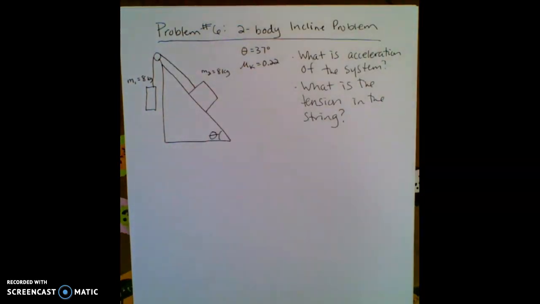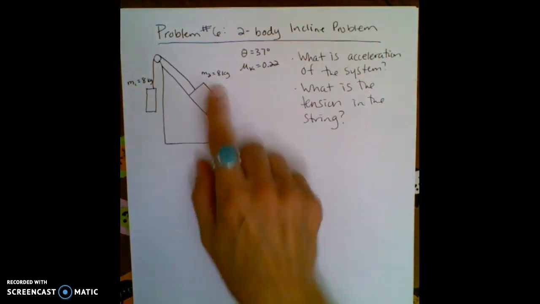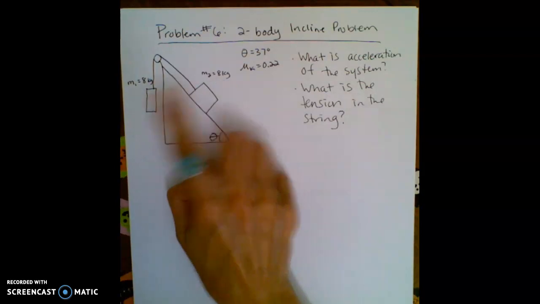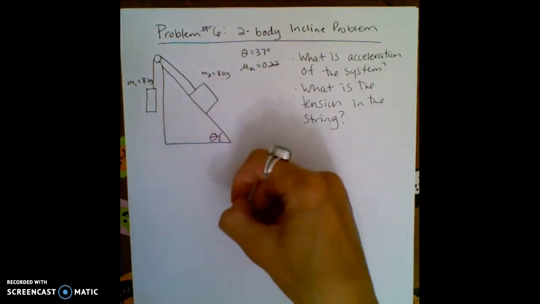Today we're going to look at a two-body incline problem. So I've drawn our setup. I have not yet done the free body diagram because I want to show you how we do this one. So we have two blocks, both with a mass of 8 kilograms. So I'd labeled this one M1 and this one M2.